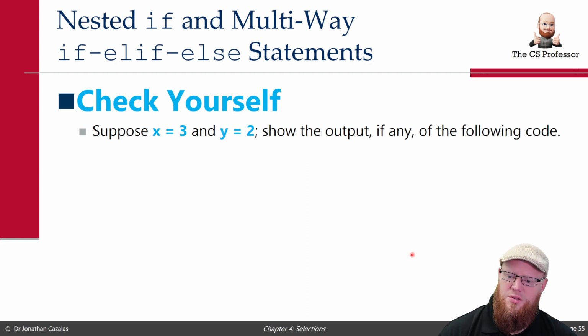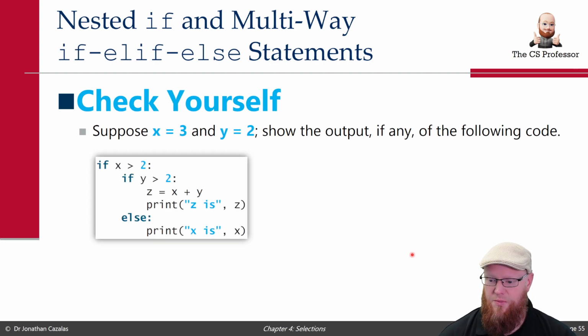So here we have, suppose x is 3, y equals 2. Show the output of the following code. If x is greater than 2, and then an inner if y is greater than 2. So x is greater than 2, so we're going to enter right here. And then this if statement, y is greater than 2, that's not true. So we're going to come to the matching else, and we're going to print x is 3.